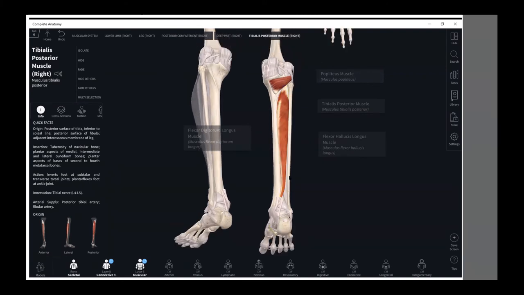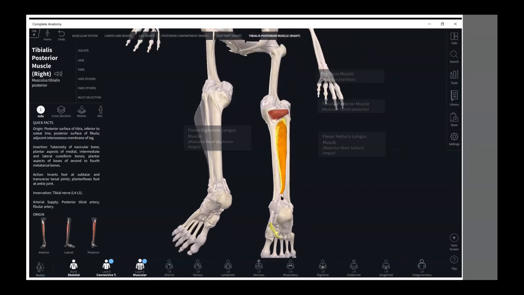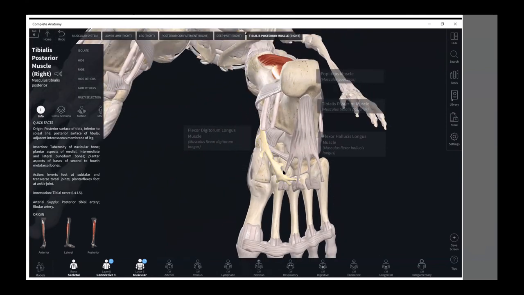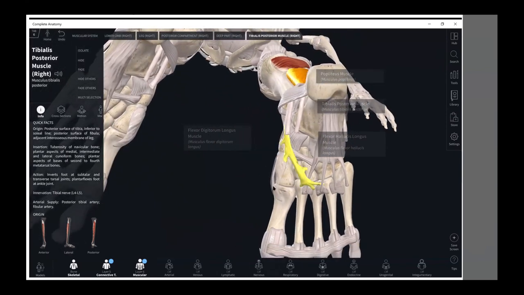Its insertion is, let me get all the way down here. Okay, so our insertion of tibialis posterior is the tuberosity of the navicular bone, the plantar aspects of the medial, intermediate, and lateral cuneiform bones, and the plantar aspects of the bases of the second to the fourth metatarsal bones. Its action is inverting the foot at the subtalar and transverse tarsal joints, and it plantar flexes the foot at the ankle joint. Its innervation is the tibial nerve, L4, L5.